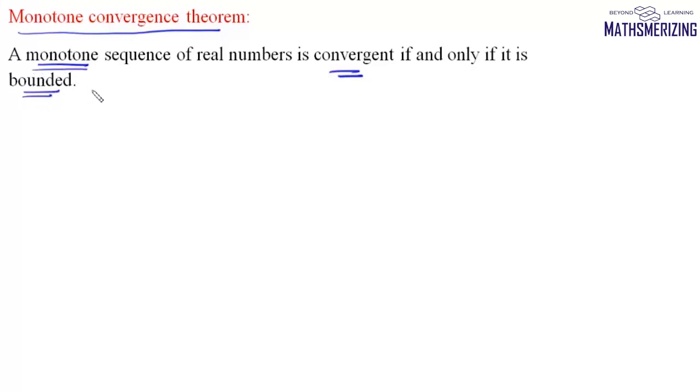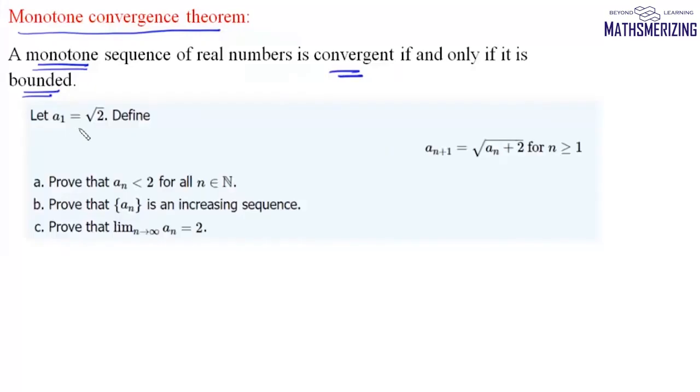Say for example, we are given that let a_1 equals root 2 and a_{n+1} is the square root of (a_n + 2) for n greater than or equal to 1. Now the first question is prove that a_n is less than 2 for all n belongs to N.